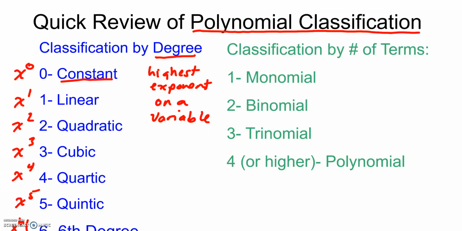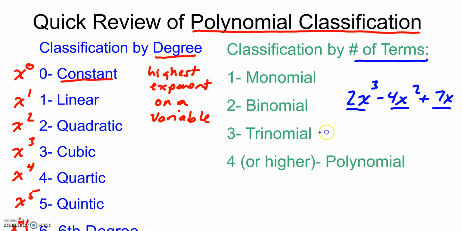You also could classify a polynomial based on the number of terms. And you also might recall that a term is a combination of letters and numbers, all separated by a plus or minus sign. So this would be an example of a polynomial, specifically a polynomial with 1, 2, 3 terms. So this specific case would be a trinomial. However, if you had a polynomial with 2 terms, that would be a binomial. 1 term is monomial, and any polynomial that has 4 or more terms is called a polynomial no matter what.